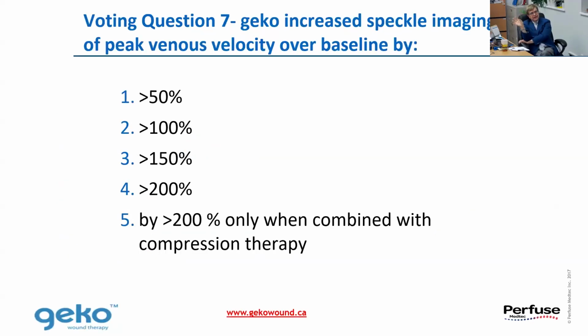How much do you think the Gecko device increased the speckle imaging of peak venous velocity over the baseline? So how much flush do you think we got in the foot and ankle region with the Gecko? Did it increase at 50%, 100%, 150%, 200%, or 200% only when combined with compression therapy? Let's get you to answer, vote, and sign in, please, on this one.